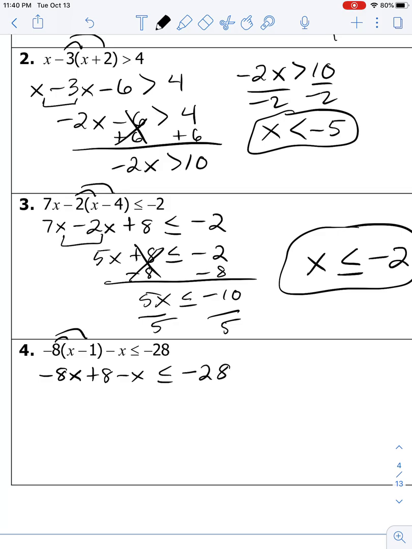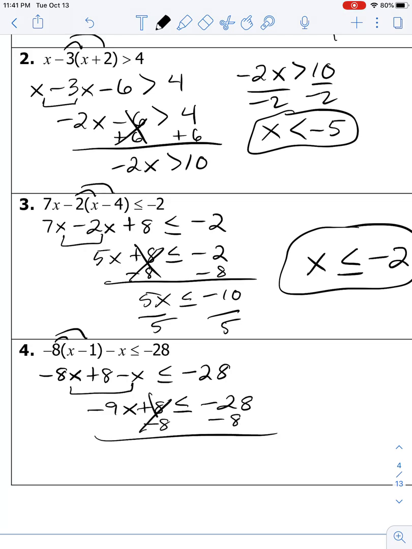We have 3 terms on the left side. We do not want 3 terms on the left side. We only want 2. So we're going to combine like terms. All right, so negative 8 minus 1 is negative 9x. Drop down the plus 8. So now we're going to subtract 8. That's now gone. We get negative 9x is less than or equal to negative 36.